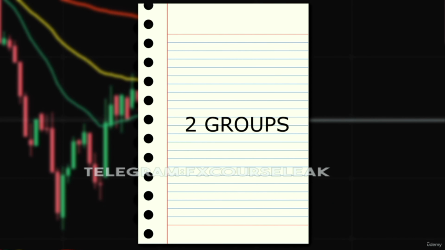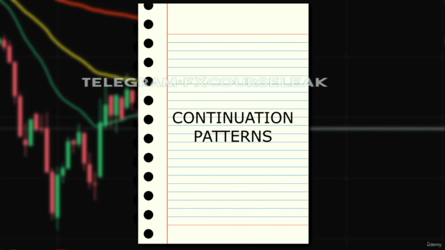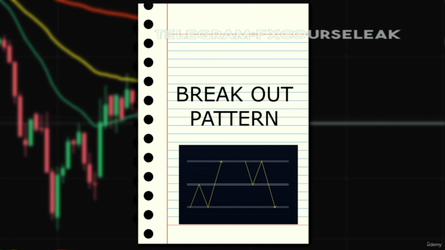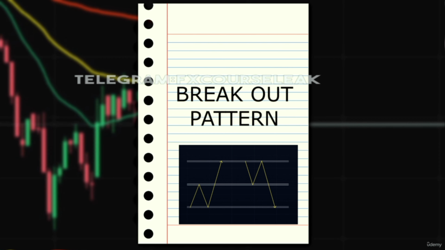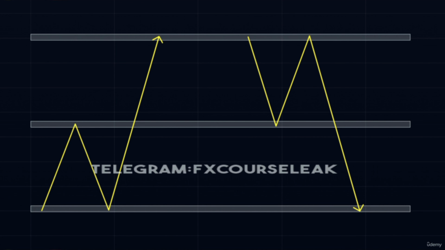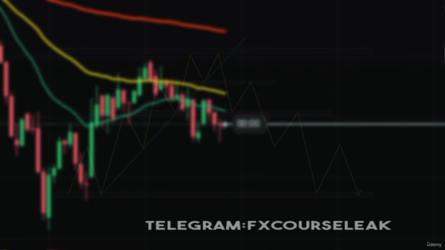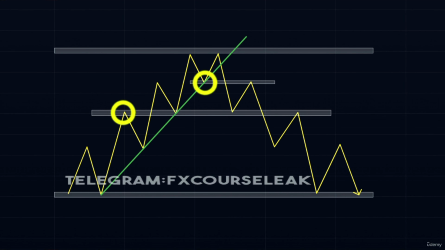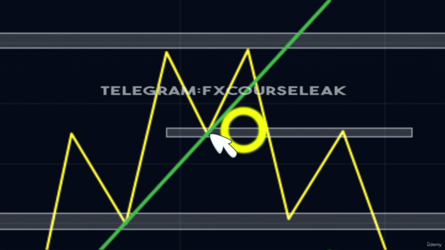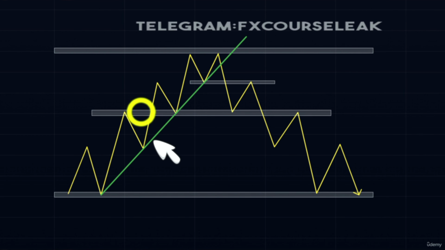Now, the few important patterns will be divided into two groups, one being the continuation patterns and the other being the reversal patterns. But first, we'll be talking about the continuation patterns. So, number one, breakout. Breakout is a continuation pattern, but it can also be a reversal pattern as well. This depends on where the breakout is happening. If it's happening at the exhaustion phase of the trend towards the opposing side of the trend, then it's a reversal pattern. But if it is happening towards the direction of the trend, it's a continuation pattern.